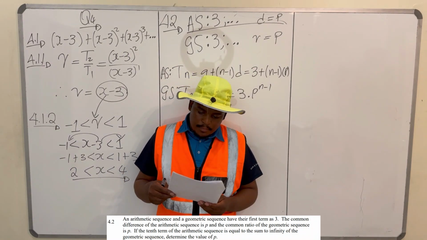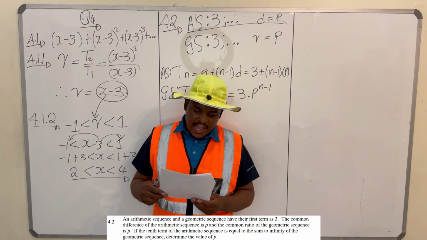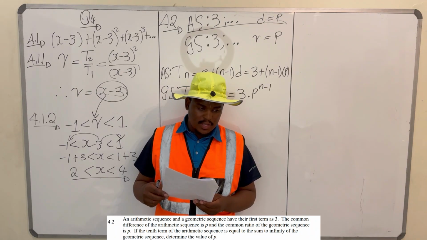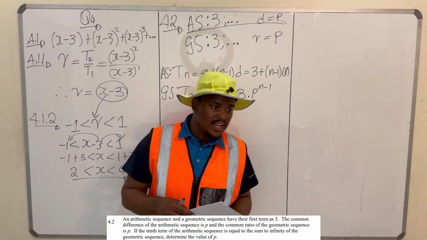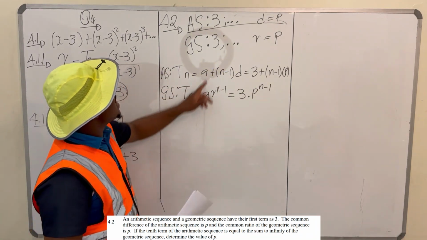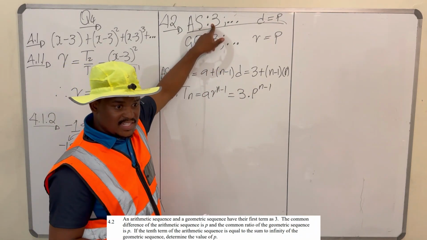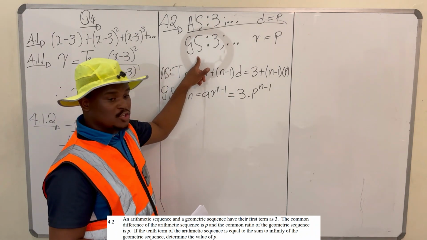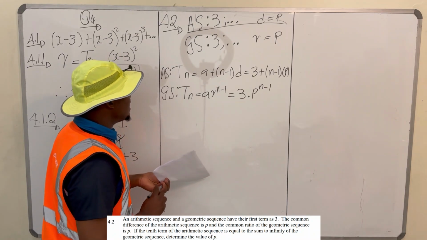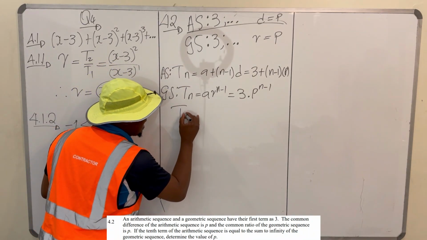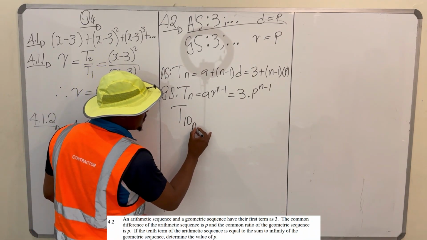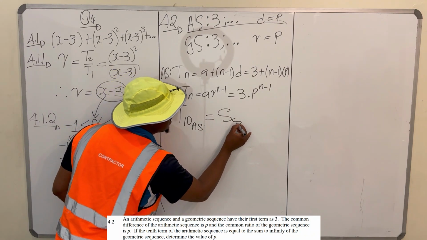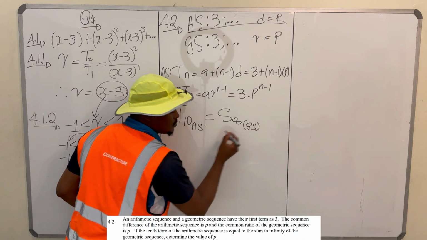They are saying now, the 10th term of the arithmetic sequence is equal to the sum to infinity of the geometric sequence. Are you guys with me? Yes. They are saying what? The 10th term of the arithmetic sequence is equal to the sum to infinity of the geometric sequence. So what they're saying is that T10, which is the 10th term of your arithmetic sequence, right? Yes. is equal to the sum to infinity of your geometric sequence.